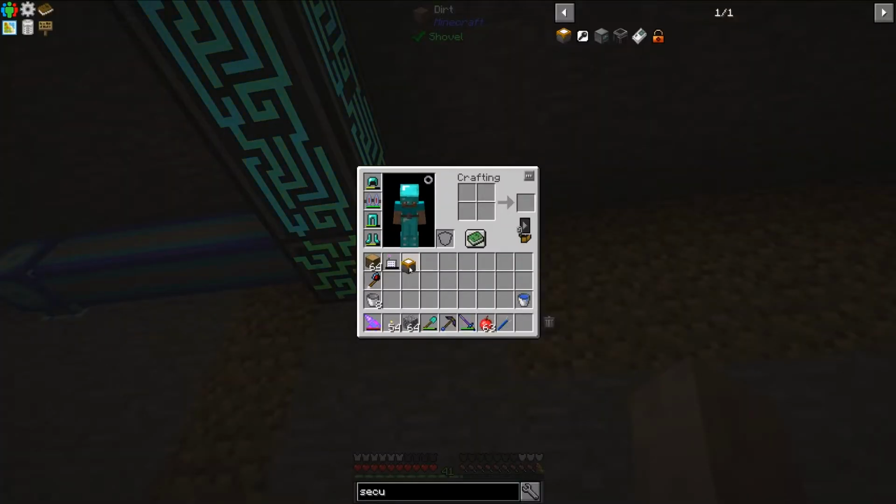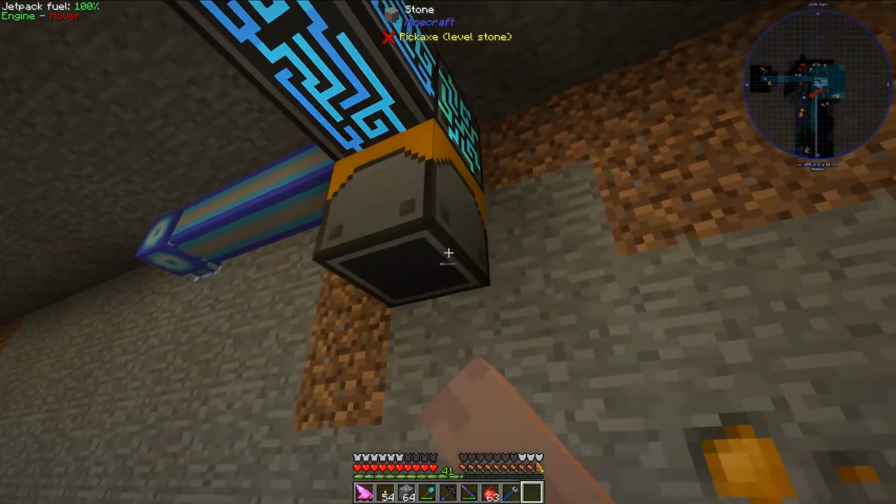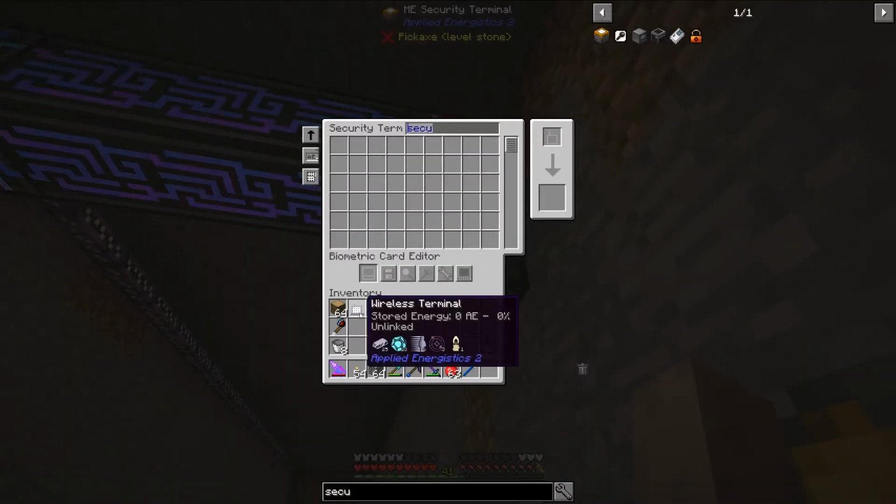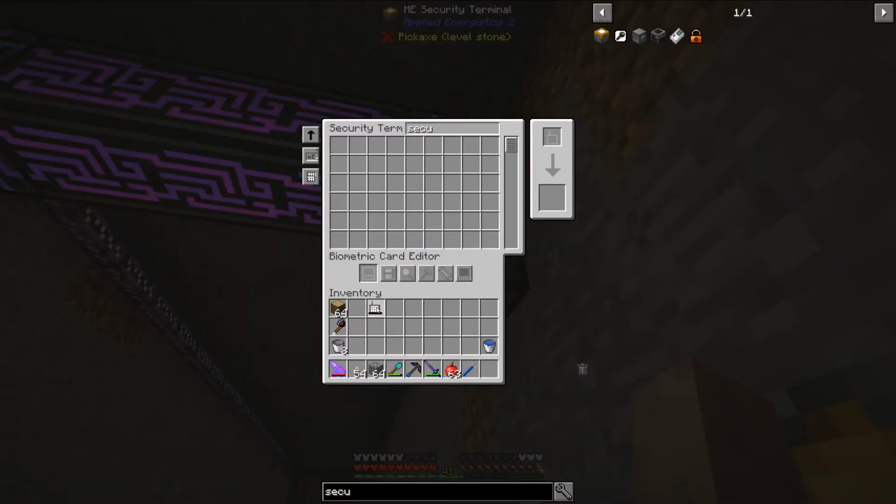It does not really matter where. I think I'm just going to do it right there. I will definitely move this in the future, but what I need to do is take this terminal, drop it in here, and it should say linked. It does. So now it's linked up to my system.